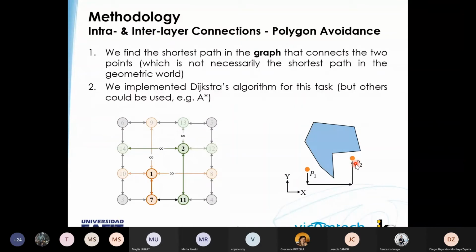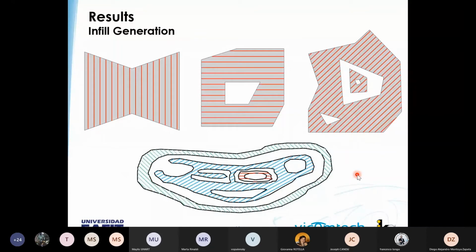What we did was to implement Dijkstra's algorithm for this task, and since this is a graph problem, you may implement other algorithms such as A star, for example. So here we can see the solution for the problem that we were dealing with in this example. And here we have the corresponding geometric path that we generated to connect these 2 points. So now some results of our implementations.